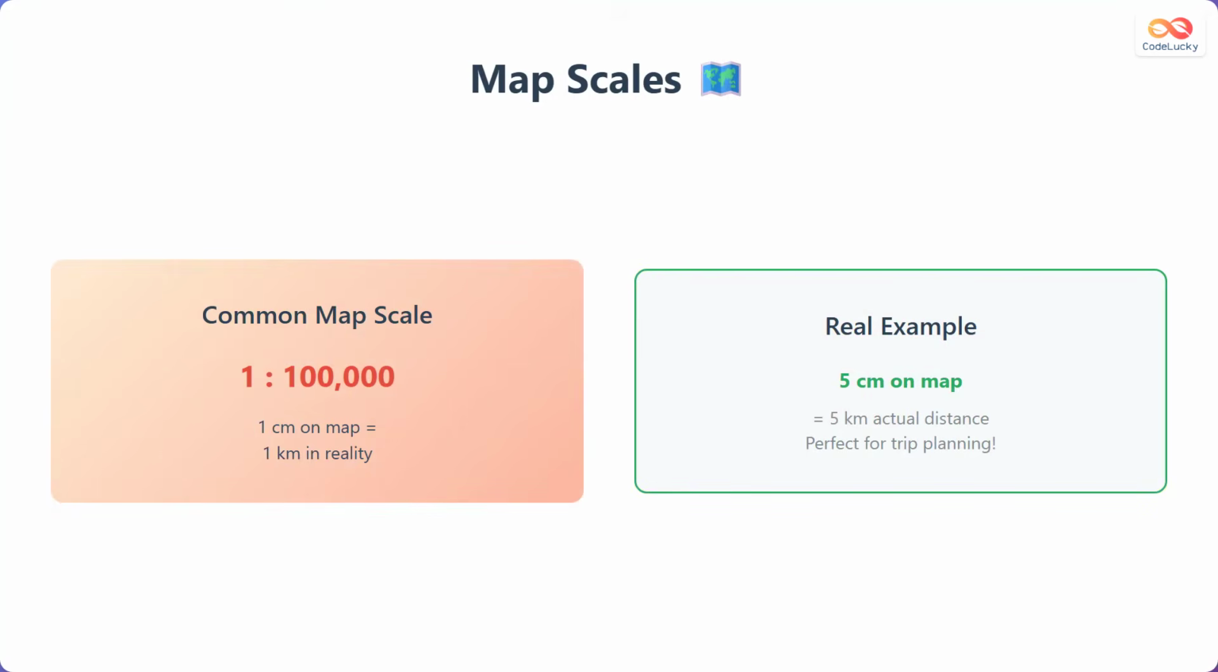Ratios are also crucial when using maps. A map scale is a ratio that compares a distance on the map to the corresponding distance on the ground. A common map scale is 1:100,000. This means that 1 centimeter on the map represents 1 kilometer in reality. So, if you measure 5 centimeters on the map between 2 points, the actual distance is 5 kilometers. This is very useful for planning trips and understanding distances.